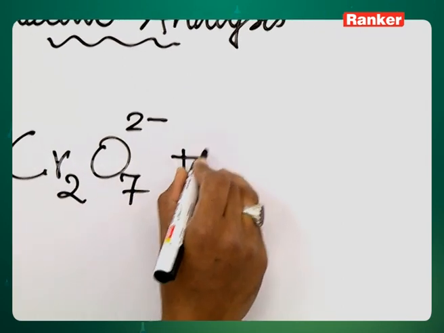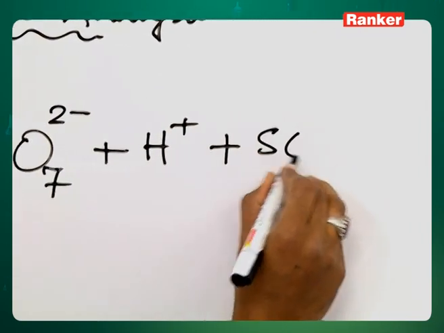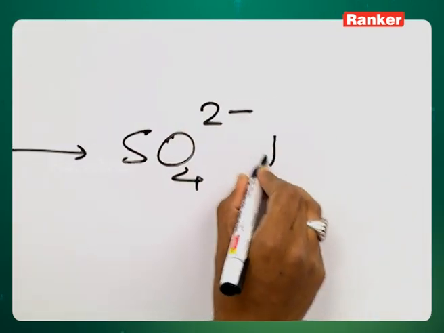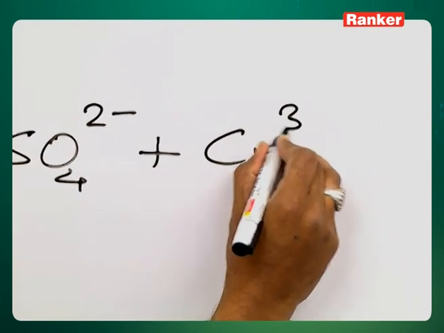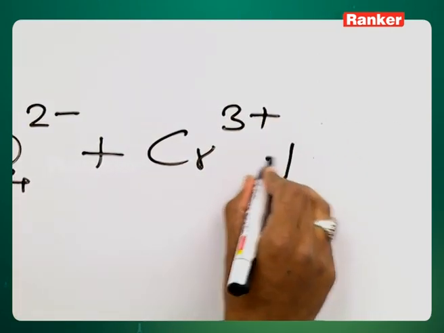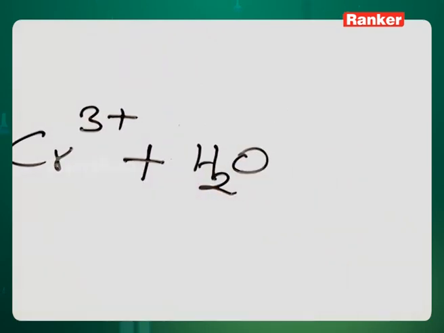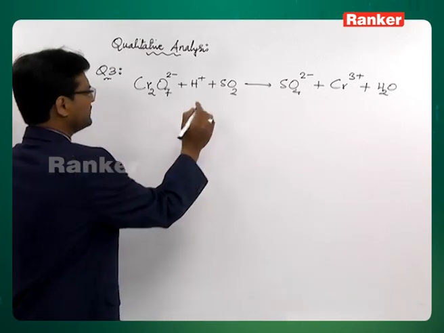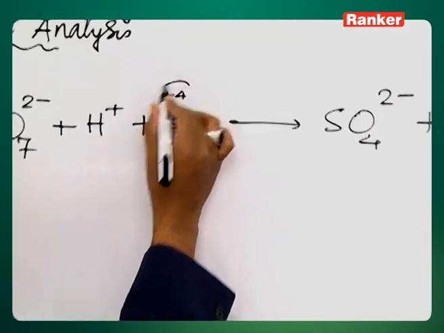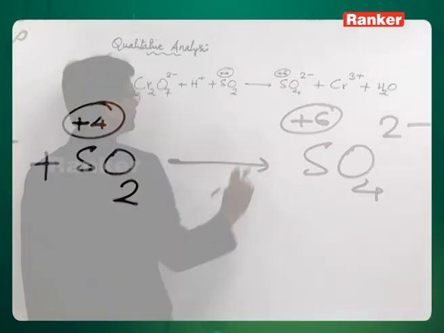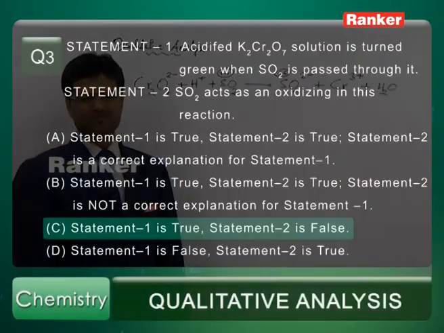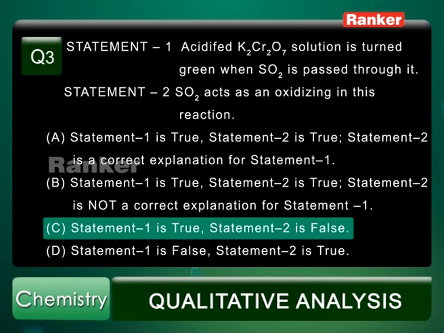Cr2O7 2 minus, this is orange colored substance. When SO2 is passed into this, SO2 will get oxidized to SO4 2 minus and Cr2O7 2 minus gets reduced to Cr3 plus. Of course, you get water. So, in this reaction chromium is getting reduced and SO2 acts as a reducing agent. Its oxidation state has changed from +4 to +6. It itself got oxidized, so SO2 acts as a reducing agent. So, statement 2 is incorrect. Therefore, answer is C option, that is statement 1 is true, but statement 2 is false.